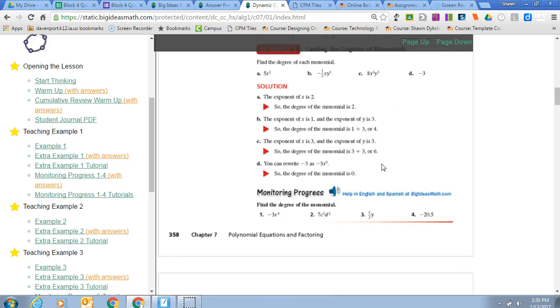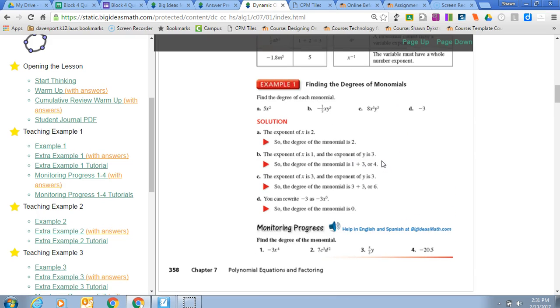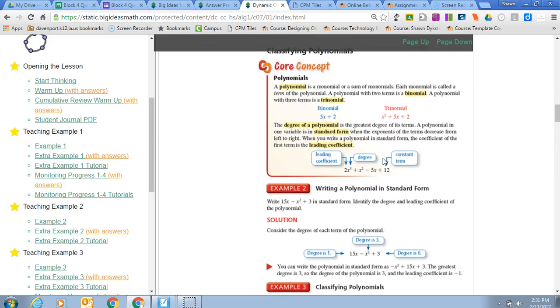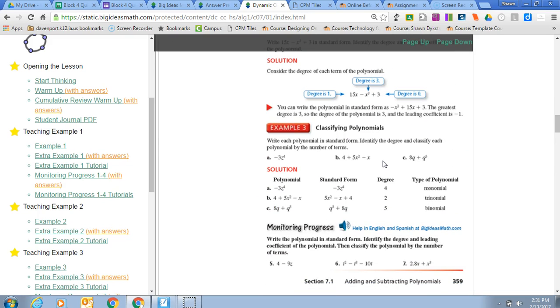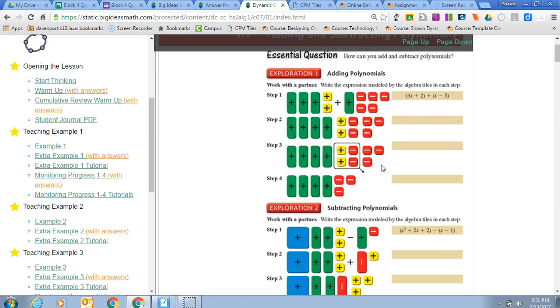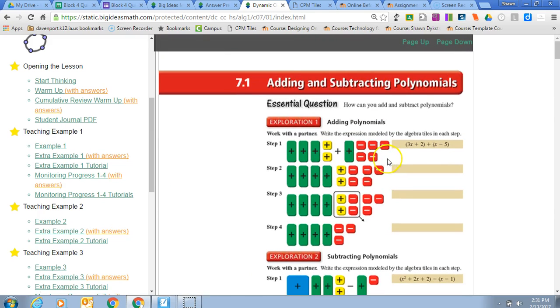The first 2 sections here were just the direct instruction of the degrees of a monomial and then classifying polynomials. I won't bore you with the details of the lesson, but what I did then with this lesson is I went backwards and went back to what we call the exploration. Here I had the kids grab their Chromebooks, and we went to a website called CPM Tiles.